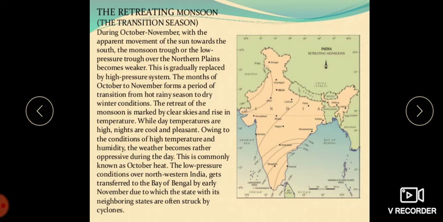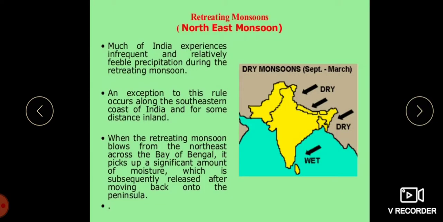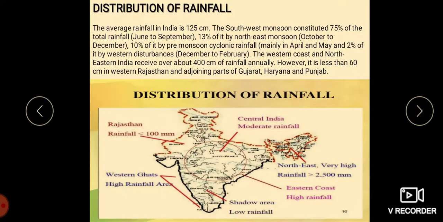The low pressure conditions over northwestern India get transferred to the Bay of Bengal by early November, due to which the state with its neighboring states are often struck by cyclones. You can see here the peak of tropical cyclones twice a year. The first peak will be in April to June, and the second peak will be in September and October. So the retreating monsoon is dry where it comes from land, and here we are having wet because we have the ocean here. Now we will move on to the distribution of rainfall.